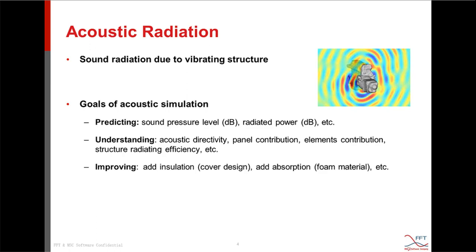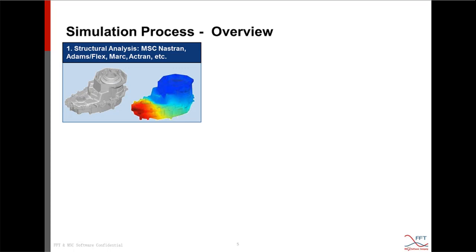And finally, about improving the design, Actran also features extensive capabilities to help you improve the design. For example, adding an insulation cover as an obstacle to the acoustic radiation, or absorbing material like foams in the cover design. So, a review of the simulation process of acoustic radiation from a vibrating structure in Actran.